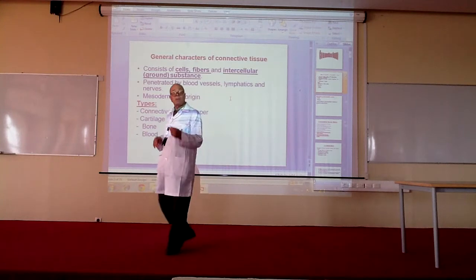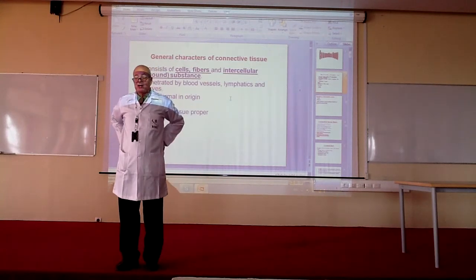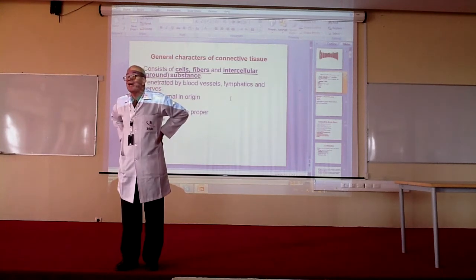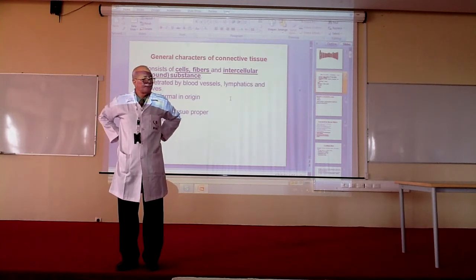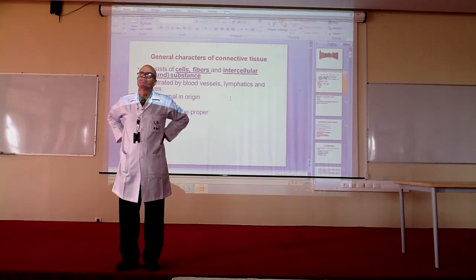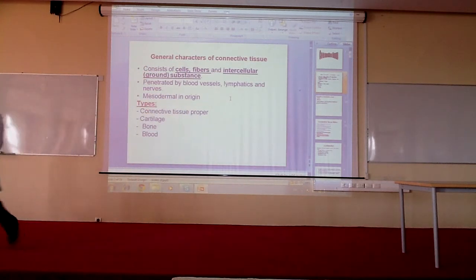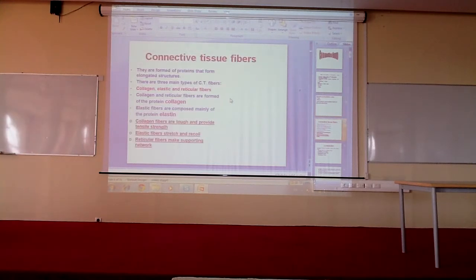Blood. Is blood one type of connective tissue? Yeah, some put it. Does it contain cells? Yes, red and white. Does it contain fibers? Yes. Okay. Now to the connective tissue proper. Components of the connective tissue: cells, fibers, and intercellular substance, we call it ground substance.